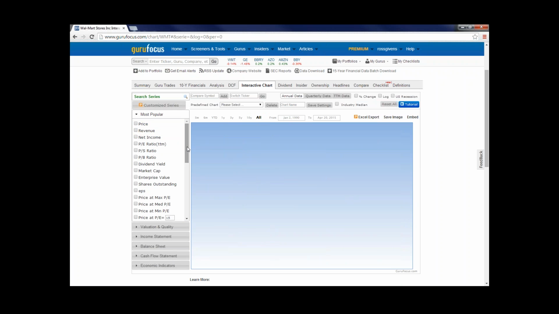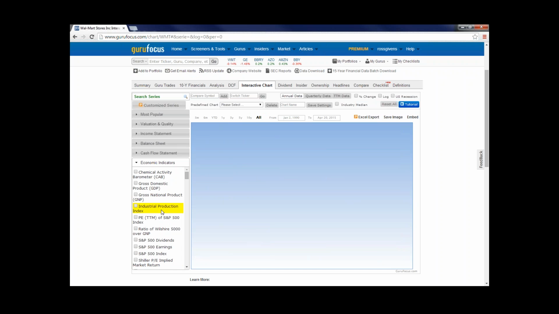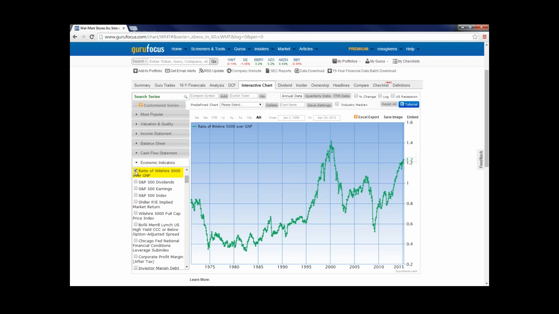So down here at the bottom under economic indicators, one of them is the ratio of the Wilshire 5000 over GNP. Warren Buffett's talked a lot about it. Basically, it's the gross national product or gross domestic product versus the market cap of the entire market.